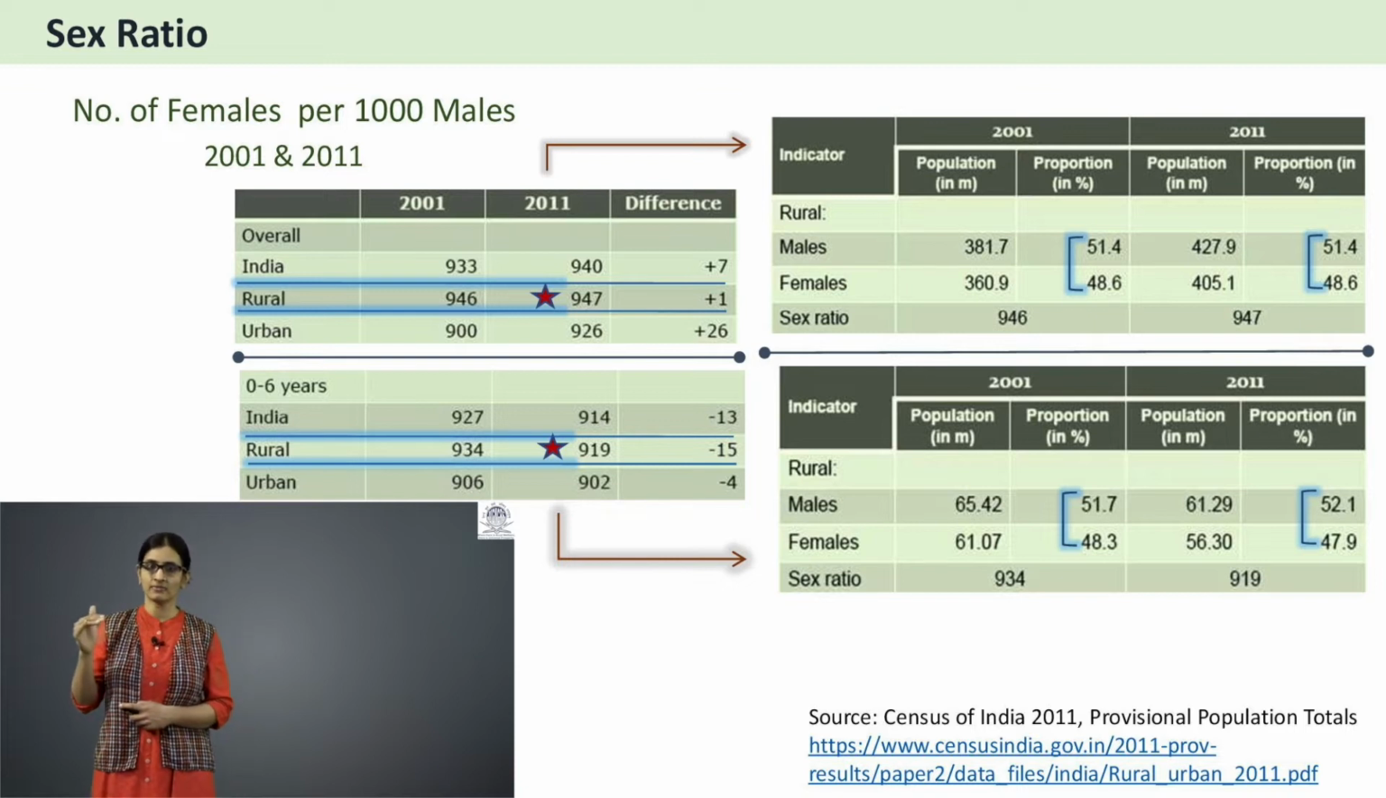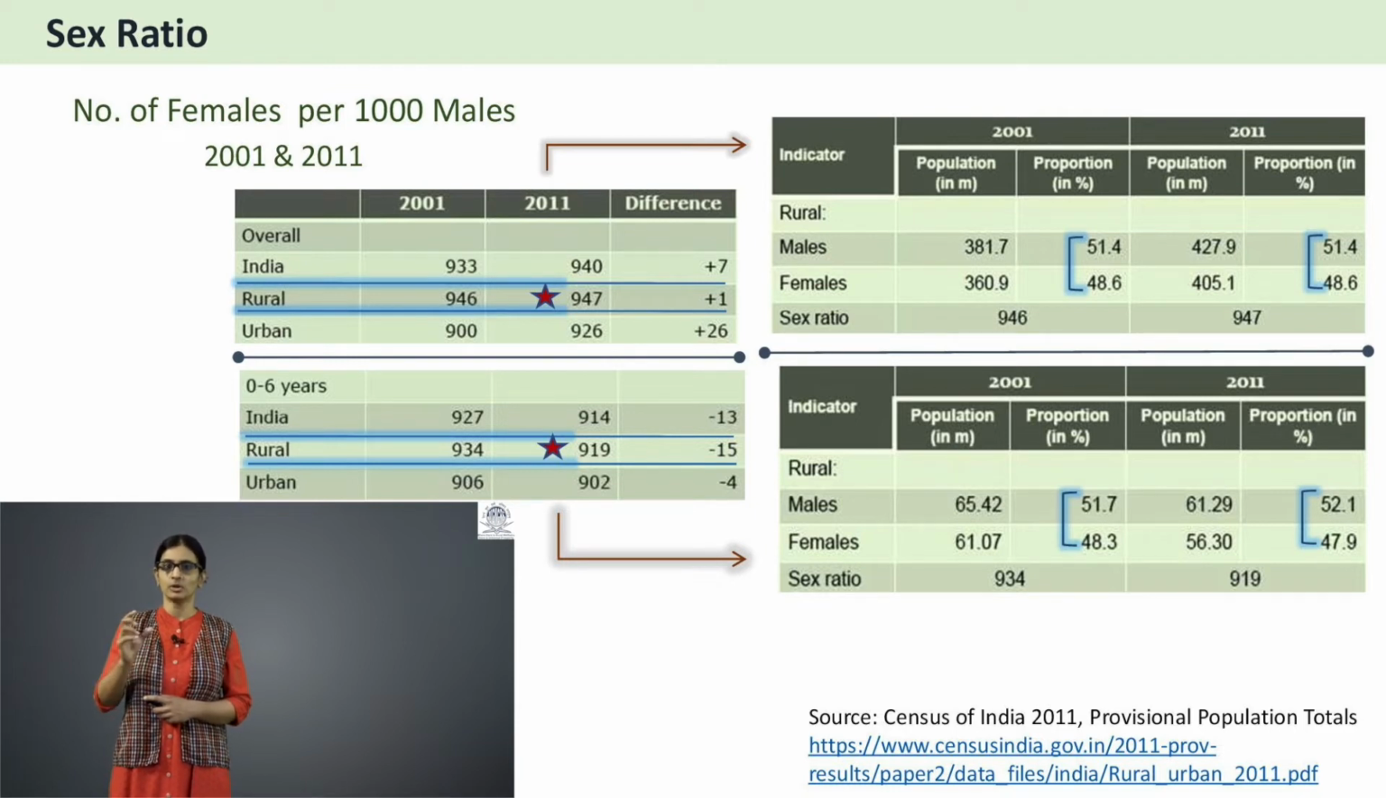If this is broken up further to understand the percent, we see in the adjoining table that in 2001, 51.7% of rural population in the 0 to 6 years was male and 48.3% was female. In 2011, we see a change in this percentage, 52% being male and 47% being female. So, there has been a decline, a slight decline in the female population in the 0 to 6 years.